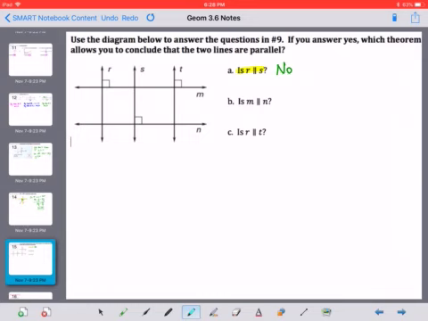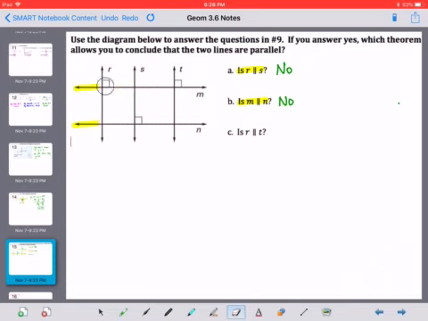Okay, let's look at another example here. Is M parallel to N? So I'm going to highlight M and N here. And again, they have to be perpendicular to the same line. So M is perpendicular to T and R, but N is only perpendicular to S. So since they're not perpendicular to the same line, again, we have no way of saying if they're parallel.